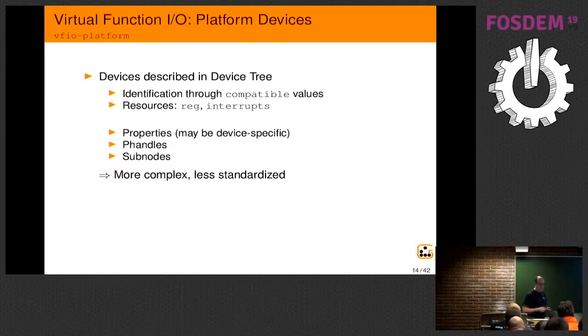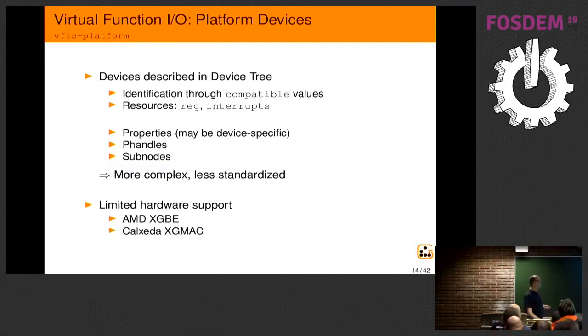You can have phandles, which are basically references to other device nodes in the system, for interrupt controllers and whatever other things, especially for multimedia devices. This can be quite complicated if you have endpoints and things like that. You can have subnodes describing things connected to the device, and all of this is much more complex than a simple PCI device, and it's also less standardized. And so far there's very limited hardware support for that. I noticed that there's support for two 10 gigabit Ethernet adapters from AMD and Calxeda in both Linux and in QEMU, but that's about it.